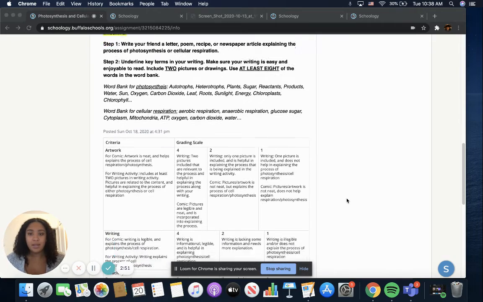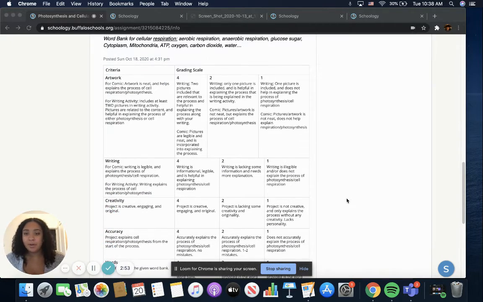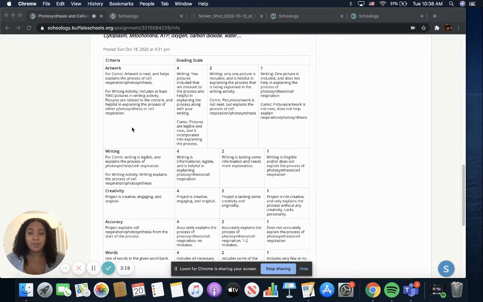Okay, here is the rubric that we're grading you on. So for the artwork, the comic is neat and it helps explain the process of cell respiration or photosynthesis. For the writing activity, it includes at least 2 pictures in the writing activity. Pictures are related to the content and helpful in explaining the process of either photosynthesis or cellular respiration. So in my example, you will see that I put a leaf and I put the equation for photosynthesis.